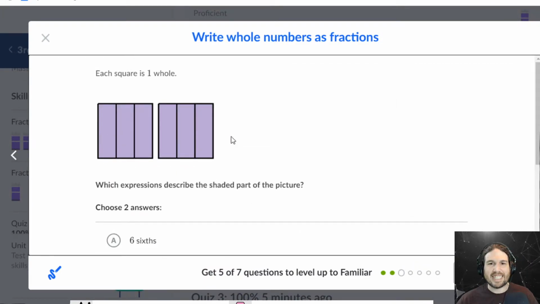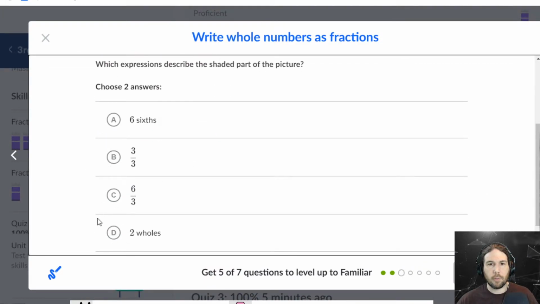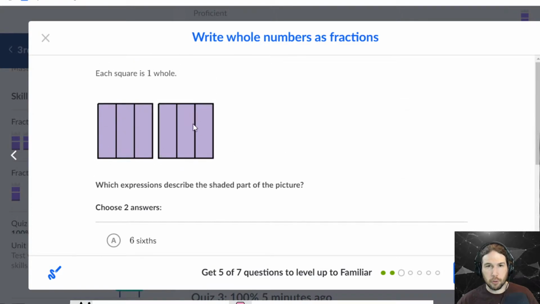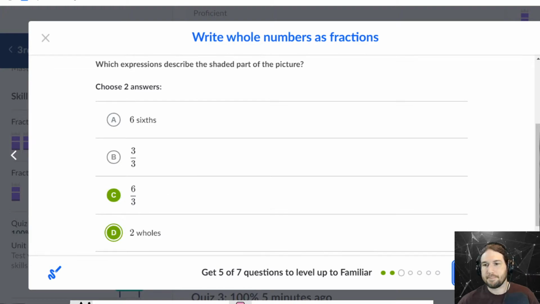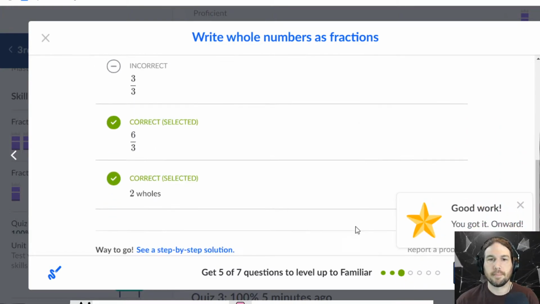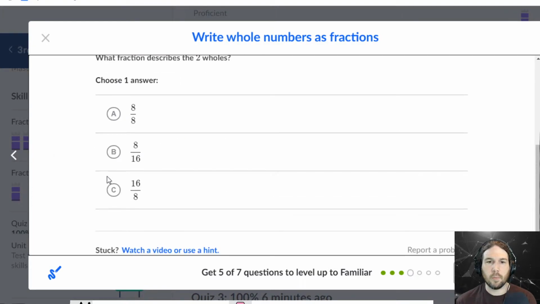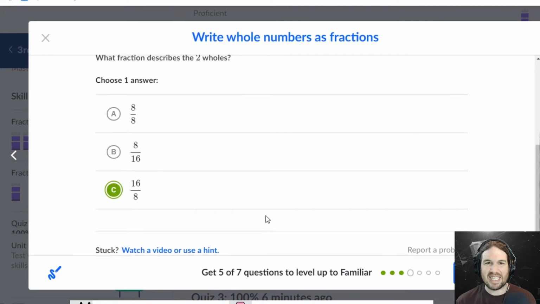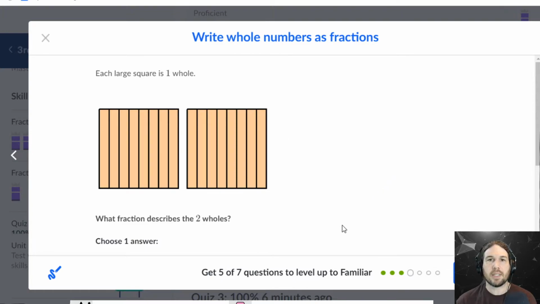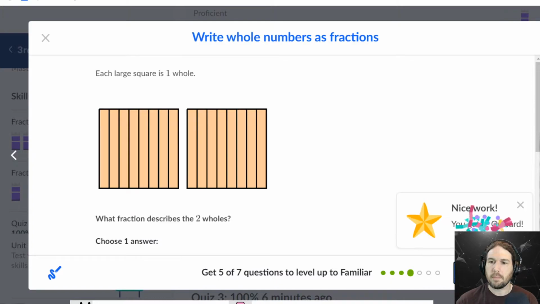We have 6 out of 3. So that would be 6/3. It's also 2 whole squares. Both are correct. Same deal. We could call this 16/8, right? There are 16 pieces, and each piece is 1/8 of a square.